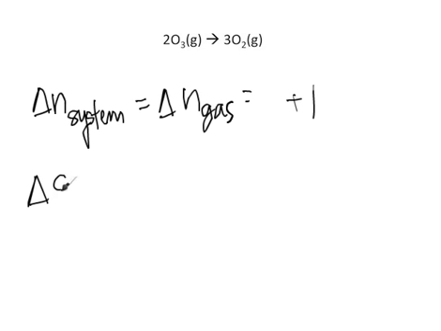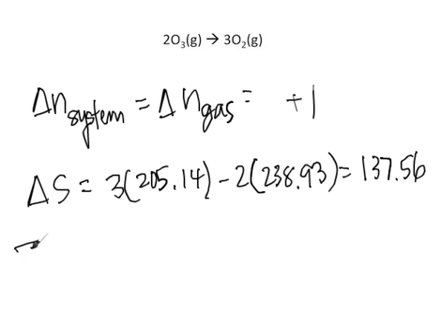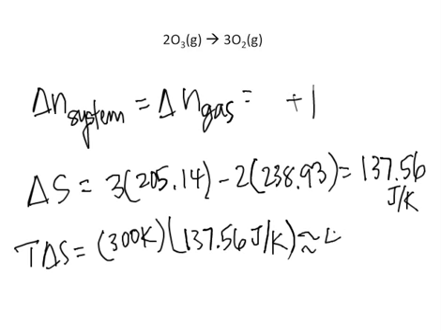Let's calculate the entropy. So it's going to be 3 times 205 for oxygen gas minus 2 times 238 for the ozone. So that's going to be 137.56. Let's calculate T delta S. That's going to be 300 kelvins. Remember this is joules per Kelvin times 137.56 joules per Kelvin. That's going to equal about 41 kilojoules.